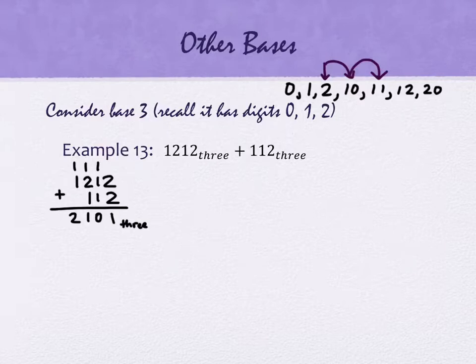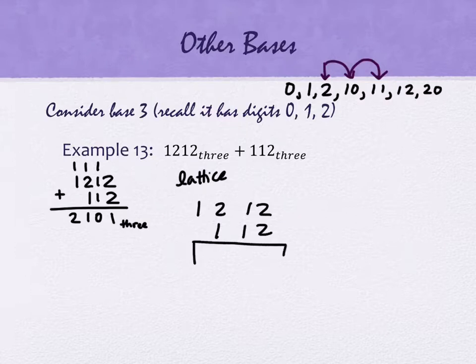All right, just for fun, we're going to do one with lattice algorithm, okay? So we'll do lattice next. I have 1, 2, 1, 2, plus 1, 1, 2. If you remember the way that lattice algorithm worked is that I create a box. Since I have a 4-digit number, I need a box that's 4 boxes wide. In my 4-digit box, I will split each of the boxes along their diagonal, bottom left to top right.